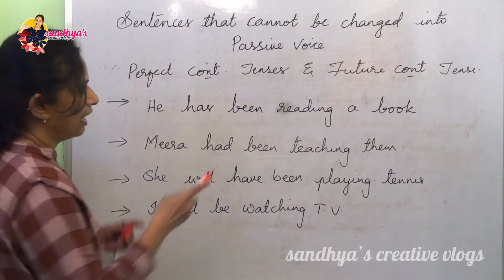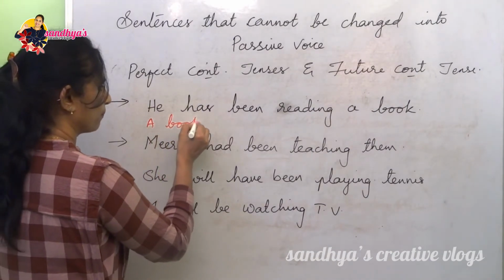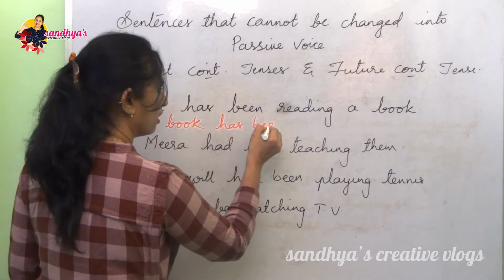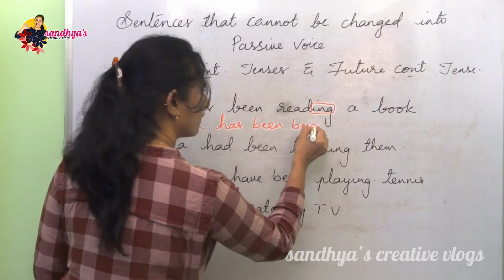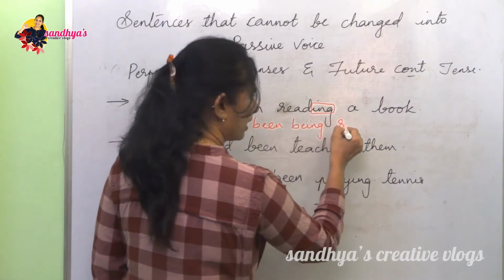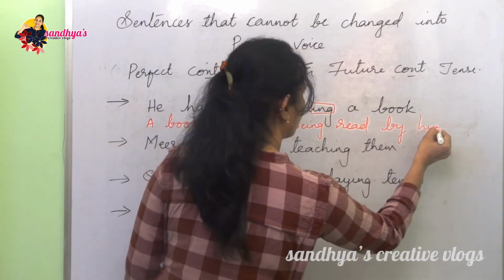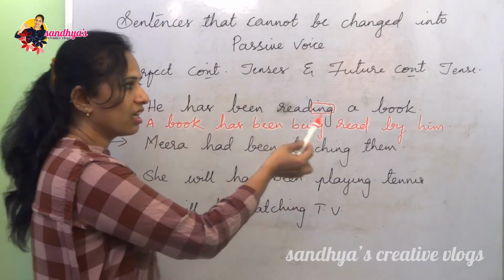Now, as per the rule, bring the object first. A book, okay, has been. Whenever there is an ing form, we are supposed to use being. Take the third form of read, it becomes read by him. Look at the structure. A book has been being read by him.